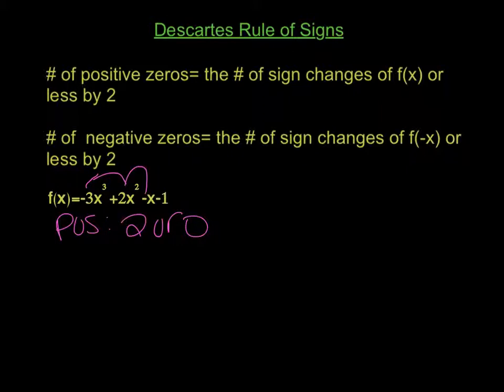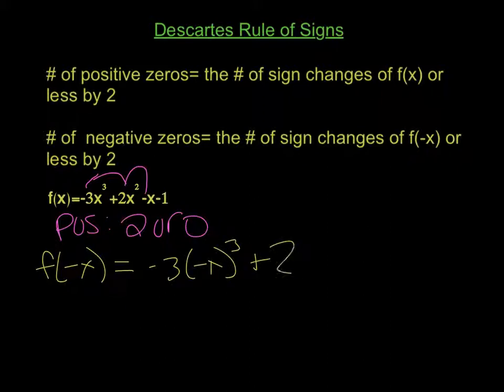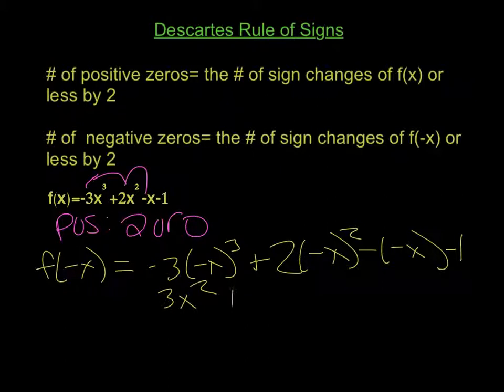And then my negatives, I need to find f of negative x, which means I need to substitute negative x in for my x and check for my sign changes. So that gives me positive 3x squared plus 2x squared plus x minus 1. And if I look at my sign changes, I went from positive to negative here. So that means there's only one negative real zero. So you can't have 2 negative real zeros or no negative real zeros. It means you're going to have one.